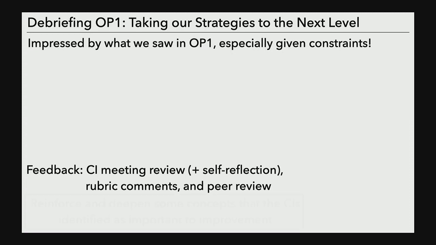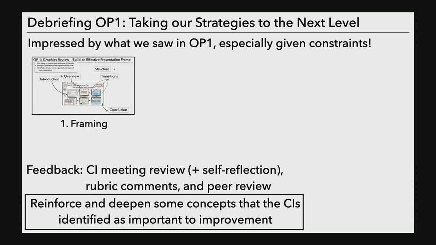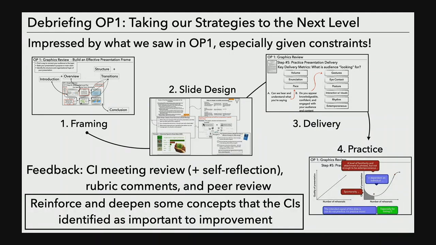Okay, so today what I want to do is reinforce and deepen some of the concepts that the CIs identified as being really important to improving for op2. The things that we're going to focus on are 4 main things. Number 1, we're going to talk about framing a little bit. We're going to talk a little bit more about slide design. We're going to talk quite a bit more about delivery because I think that's one area that we didn't get to cover very well before op1, and then we're going to talk a little bit about practice as well, okay?